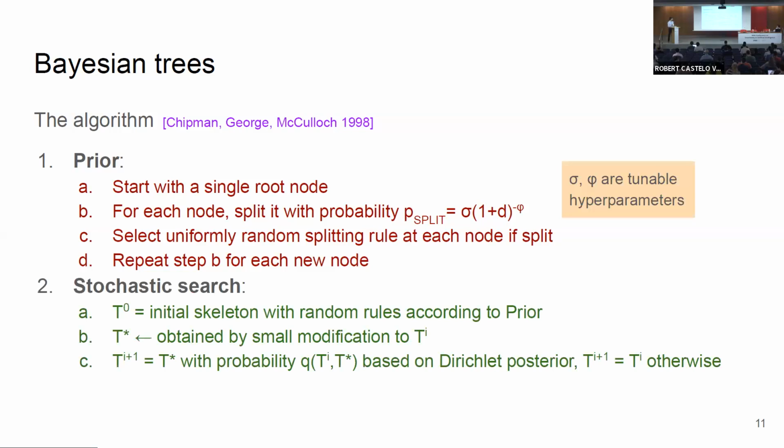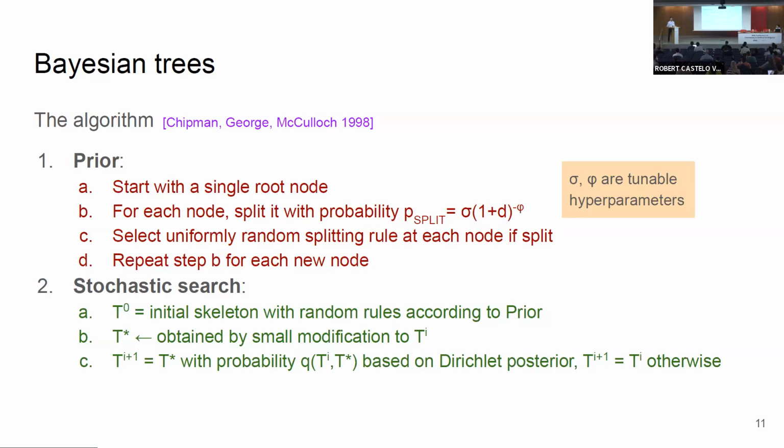And this results in a skeleton. So we start with that skeleton and consider a small modification. For example, we add a node, delete a node, or swap out one of these splitting rules. So this results in the next candidate tree, and we move on to the next candidate tree. In the sort of Markov chain, we use a Dirichlet posterior to decide the probability with which we want to transition from the current tree to the alternate tree. And after a certain number of iterations, we hope to converge to a nice tree.